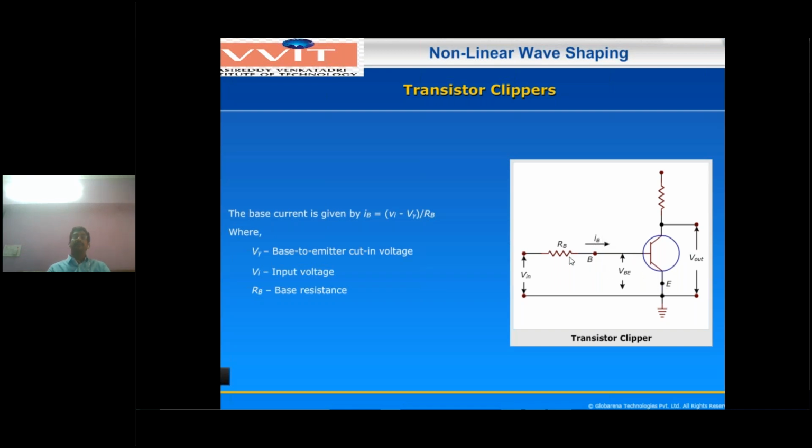Now IB is obtained by applying KCL. Here the input voltage is VI, and the voltage here is V gamma, because the voltage between the base and emitter terminals is V gamma. So IB is VI minus V gamma divided by RB. This is the base current.